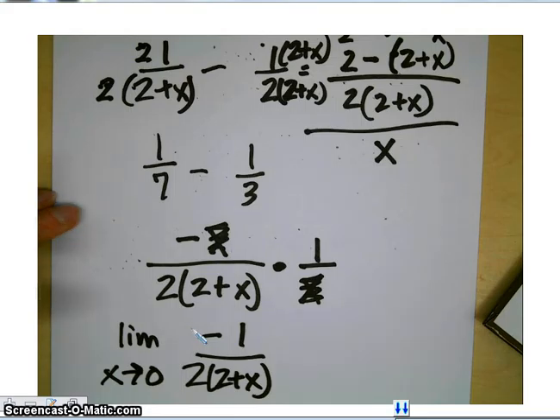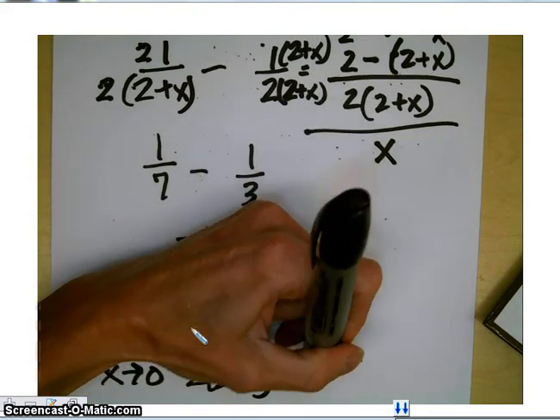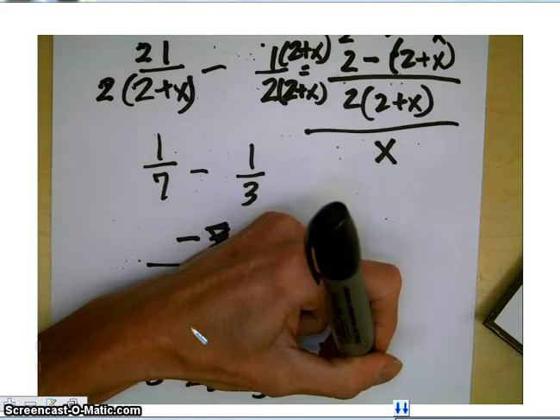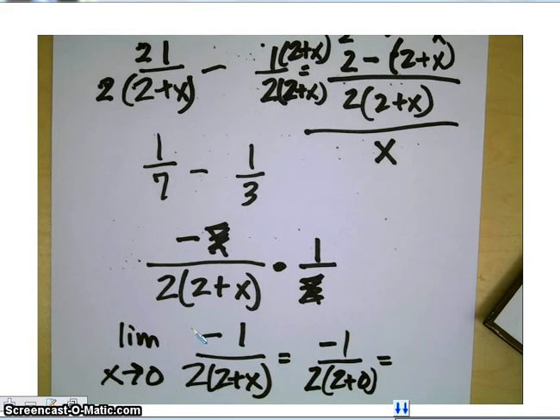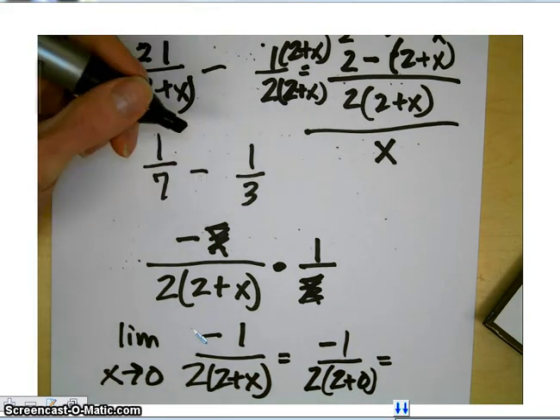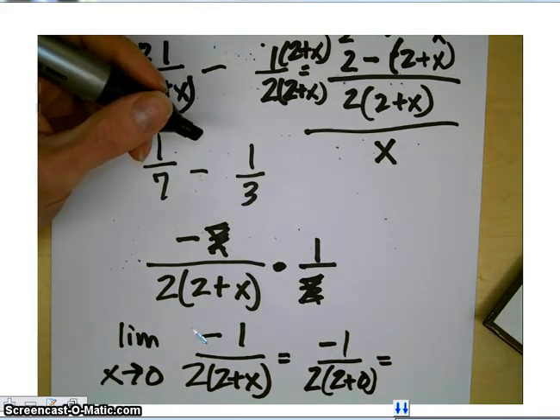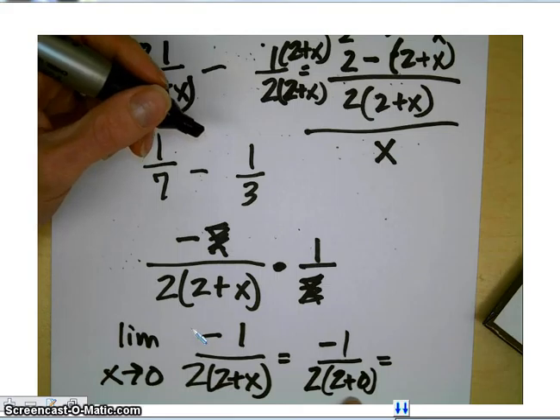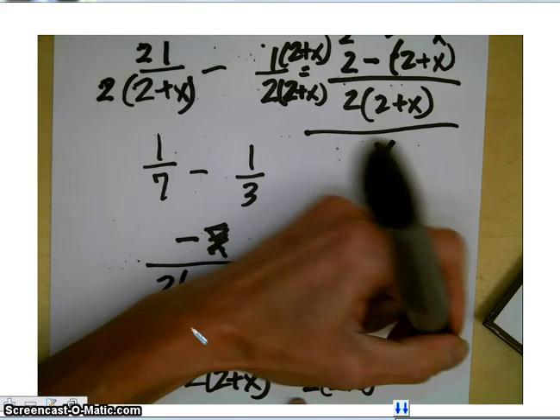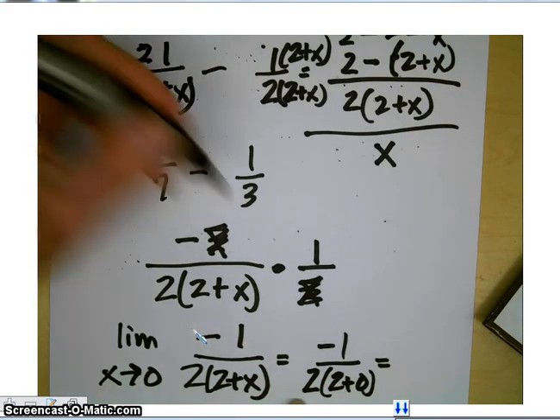So if you try substitution now, what do you get? What's 2 plus 0? 2 plus 0, please. 2 times 2. For an answer of -1/4.